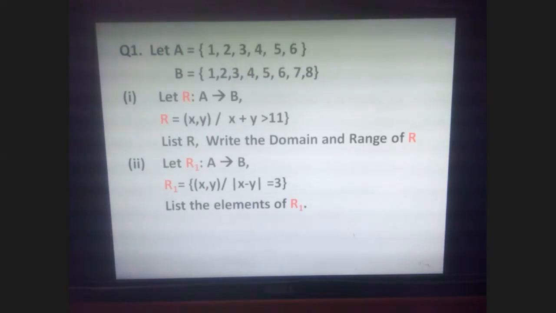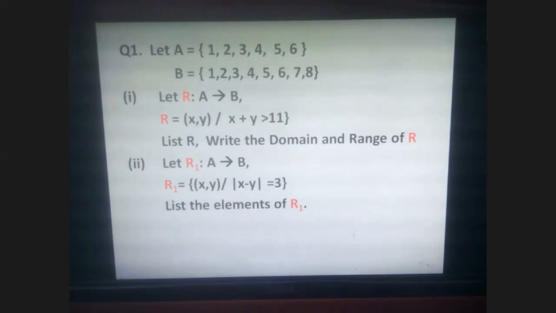Let A be equal to {1, 6}. B is equal to {1, 2, 3, 4, 5, 6, 7, 8}. I want a relation from A to B. R is equal to the set of (x, y) where x plus y is more than 11. You have to list R and you have to write the domain and range of R.